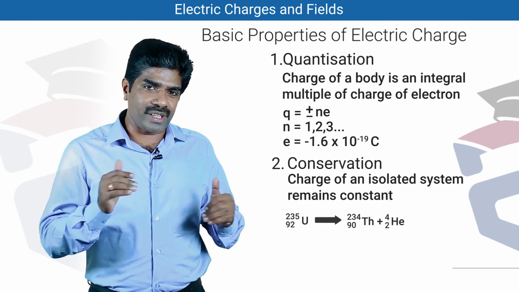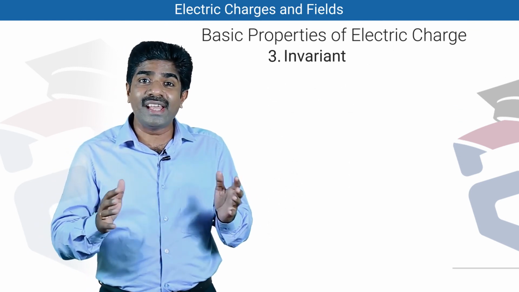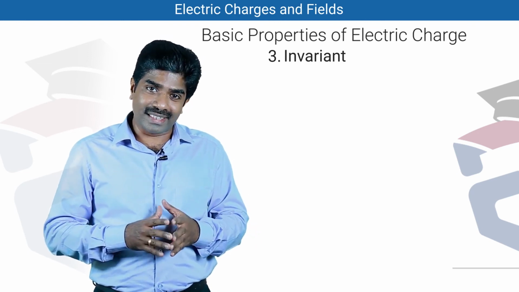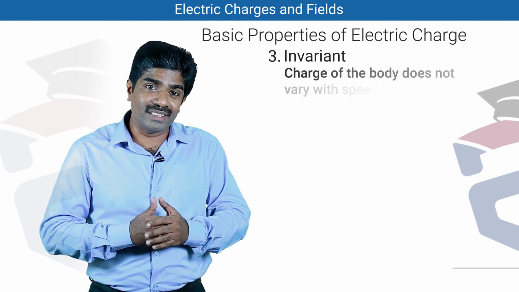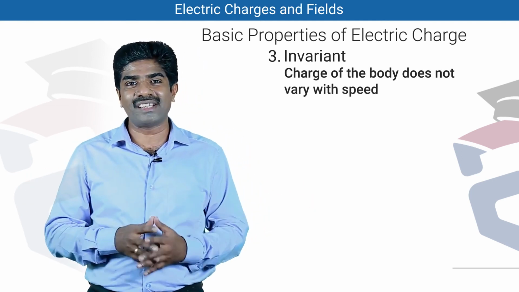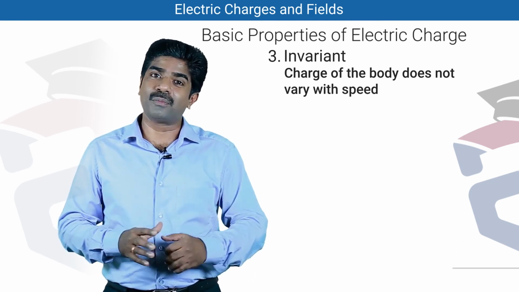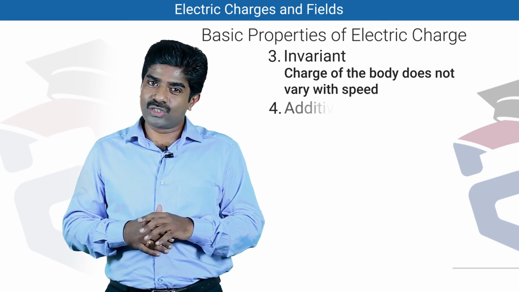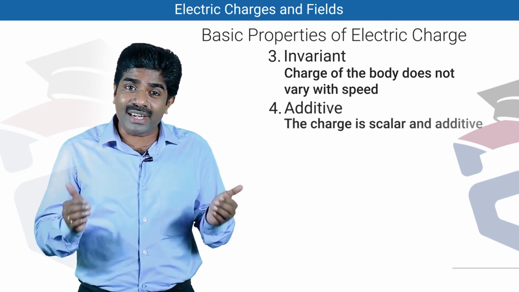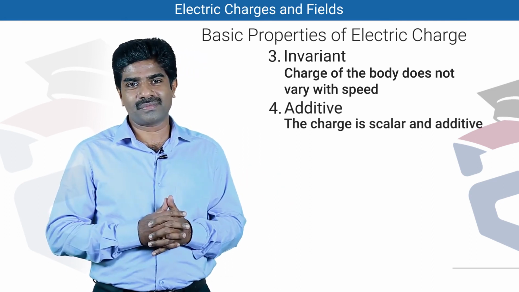The property 3, the charge of a body is invariant, means it does not vary. That is, the charge of a body does not vary with speed. Whatever may be the speed of the body, charge remains the same. The property 4, charge is a scalar quantity and it is additive. We can simply add the charge.